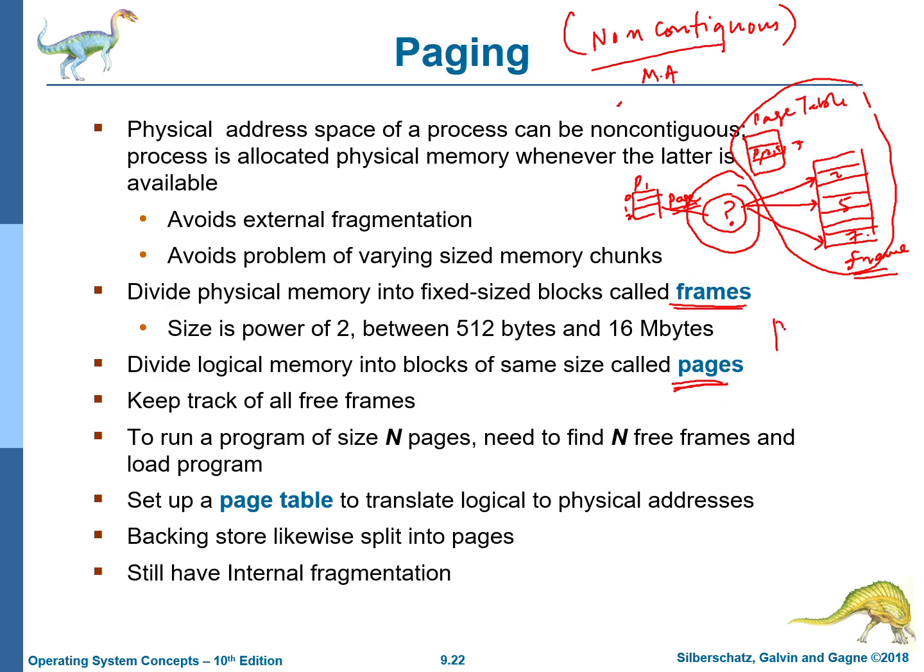Now page and frame are of equal size. Why are they equal size? Because of minimizing the internal fragmentation. To minimize the internal fragmentation, we have pages and frames of equal size.